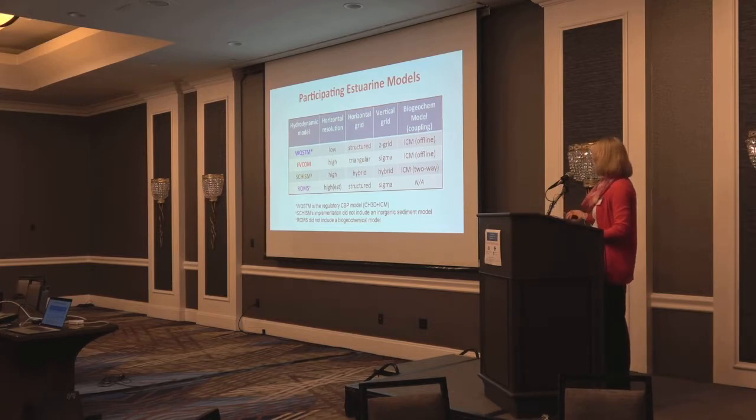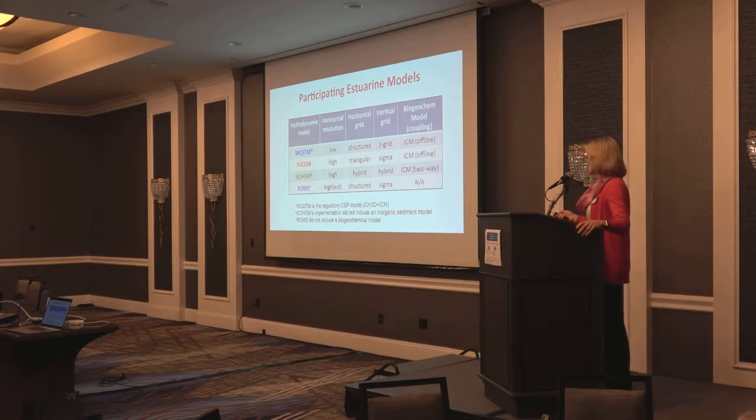SCHISM has a couple of unique features. It has a hybrid horizontal grid, so it has triangles along the coastline, so it can really simulate the coastline very well, but it's also got rectangles in the channel, so it also has high resolution in the channel too. And it uses a unique hybrid vertical scheme, combining the best features of the sigma and the Z-grid. Then we have ROMS, and probably this could be thought of as having the highest resolution of all the models. It has a structured grid, so it's got the same resolution pretty much throughout the entire Chester River.